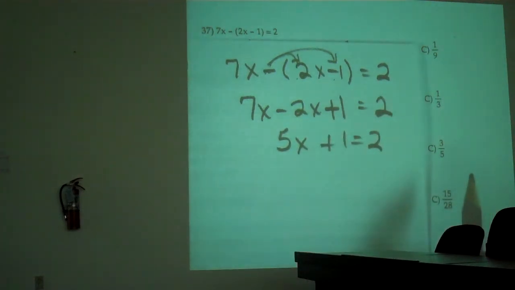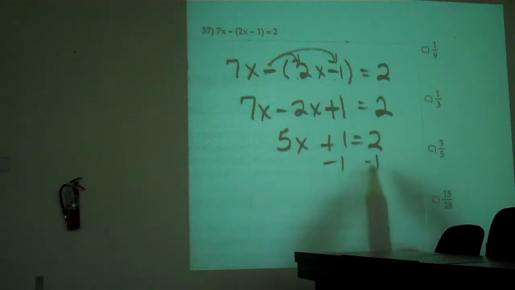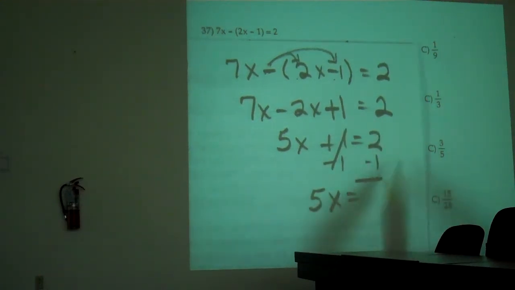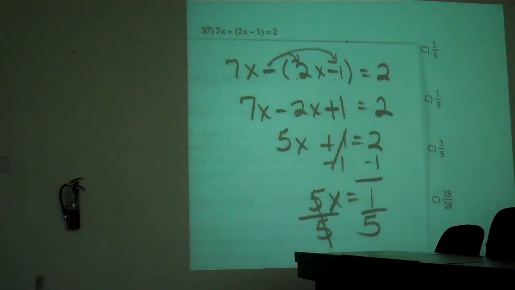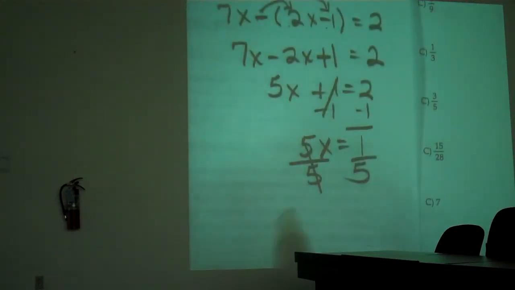So what do we do next? Subtract 1. 5x equals 2 minus 1 is 1. Divide by 5. Your answer is not 5. Your answer is 1/5. Don't change it into 5. It's not the same thing.